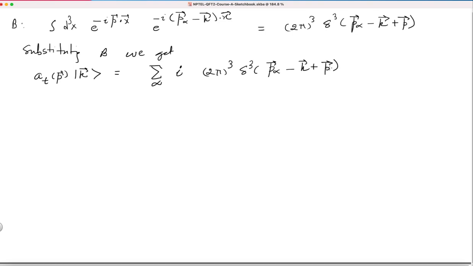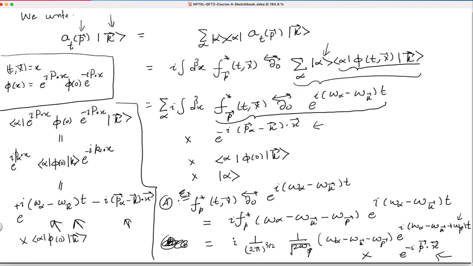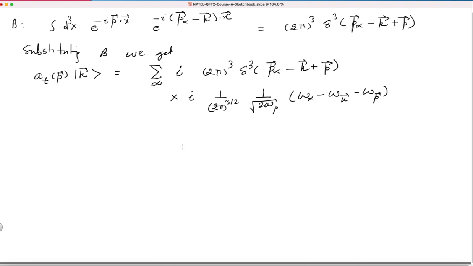Okay, remember delta functions are the easiest things to integrate over. They make everything very easy, and exponentials are also very easy to integrate over because they give you Dirac delta functions. So check that you are going to get this. Till now I've taken care of the x dependence, which gives me a delta function, and now I'm writing the remaining factors. And here is the time dependence.